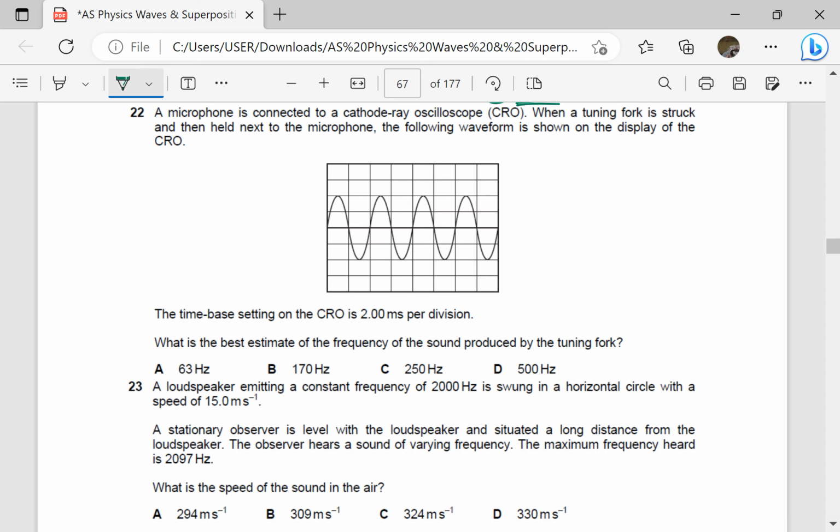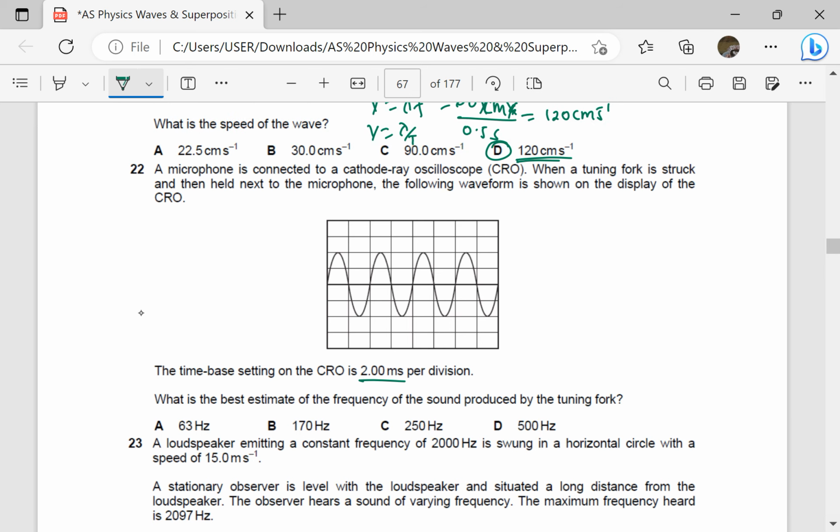A microphone is connected to a cathode ray oscilloscope. When a tuning fork is struck and then held next to the microphone, the following waveform is shown on the display of the CRO. The time-base setting on the CRO is 2 milliseconds per division. What is the best estimate of the frequency of the sound produced by the tuning fork? Okay, so one cycle is represented by 2 divisions. So frequency is equal to 1 over period, which is 1 over the length of one cycle times the time-base setting. The length is 2 divisions.